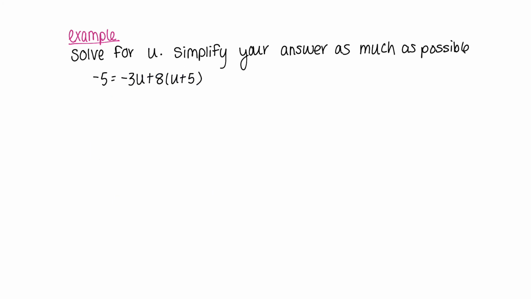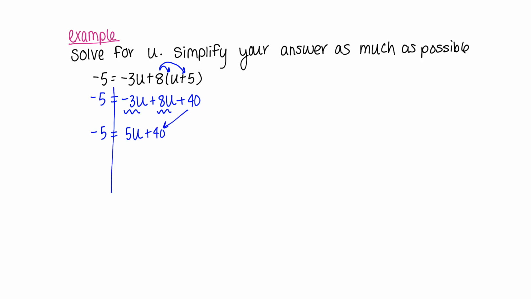Let's go ahead and do one more example here. We have negative 5 equals negative 3u plus 8 times the quantity u plus 5. I'm going to draw my wall. We're going to start by distributing this 8 to both of these terms. So the negative 5 will come down, so will the negative 3u, plus 8 times u is 8u, plus 8 times 5 is 40. I now have a negative 3u and an 8u, which are like terms and can be combined, so I will leave the negative 5 alone. Negative 3u plus 8u will give me positive 5u, and then the 40 will come down from right there.